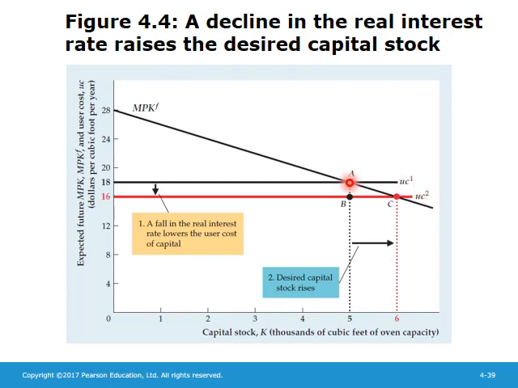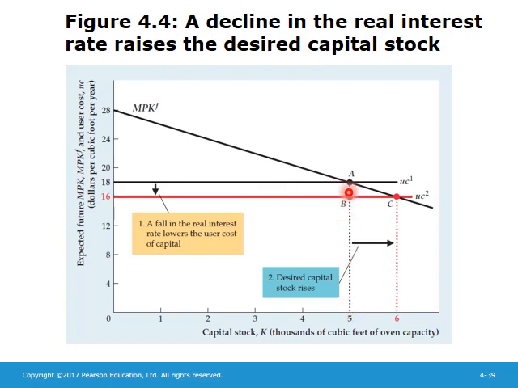Okay, the initial equilibrium, or the initial profit maximizing, happened at point A, where the desired capital stock was 5,000 cubic feet of oven capacity. This is the same example as the book, the bakery that decides to buy or invest in this solar oven. This is the initial point of equilibrium or profit maximization, A, and it employed the desired capital stock of 5,000 cubic feet of oven capacity.